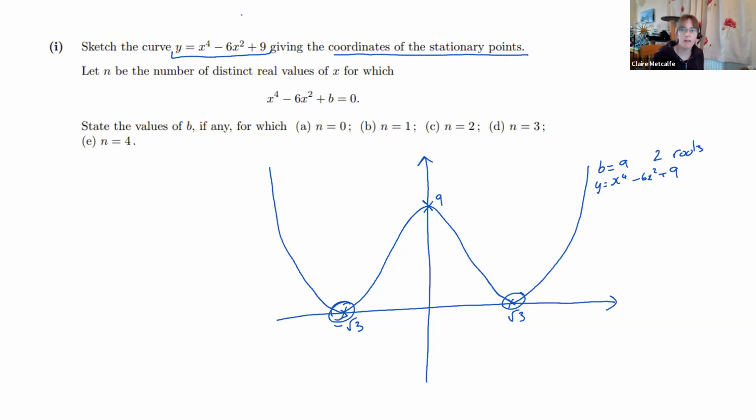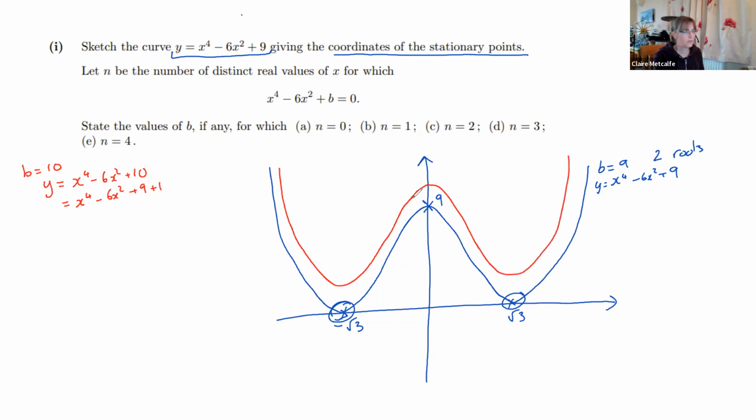If b was a little bit higher, our graph would change slightly. So if b equaled 10, and we were looking at the graph of y equals x to the power 4 minus 6x squared plus 10, well, this is the same as x to the power 4 minus 6x squared plus 9 plus 1, which is the same as this blue graph here, just shifted up 1. Okay, so this would be b equals 10. And you can see from this, there's no places where this crosses the x-axis. So here we have 0 roots.